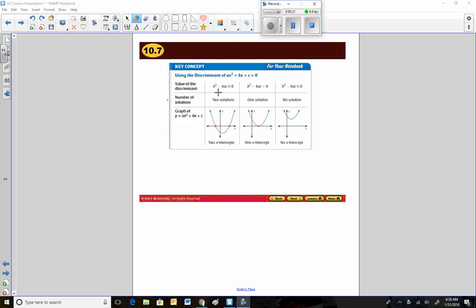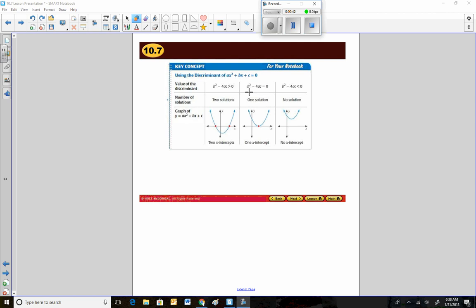Now that's kind of an unusual term, but this is a pattern that they've noticed. If you put the b value in here and square it, minus 4 times a times your c, and you get a positive number, in other words, a number bigger than 0, you're going to have two solutions. In other words, there's going to be 2 points where the parabola crosses the x-axis.